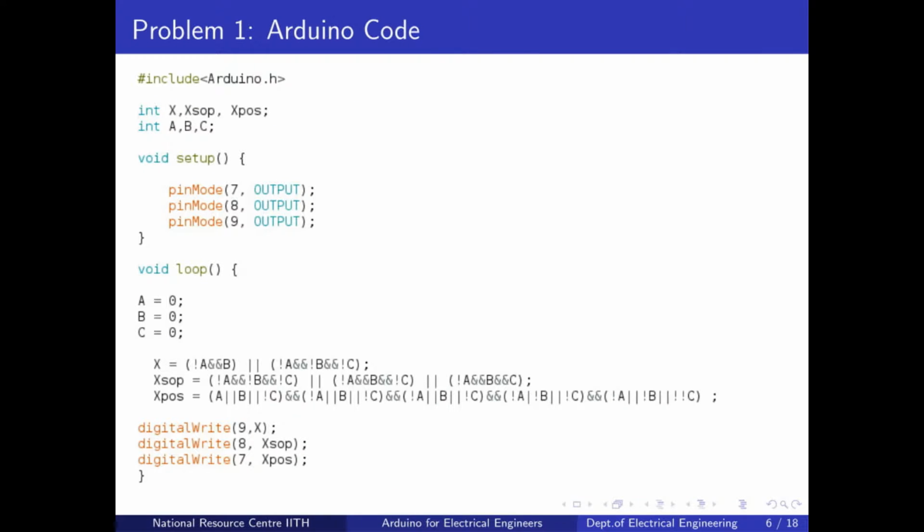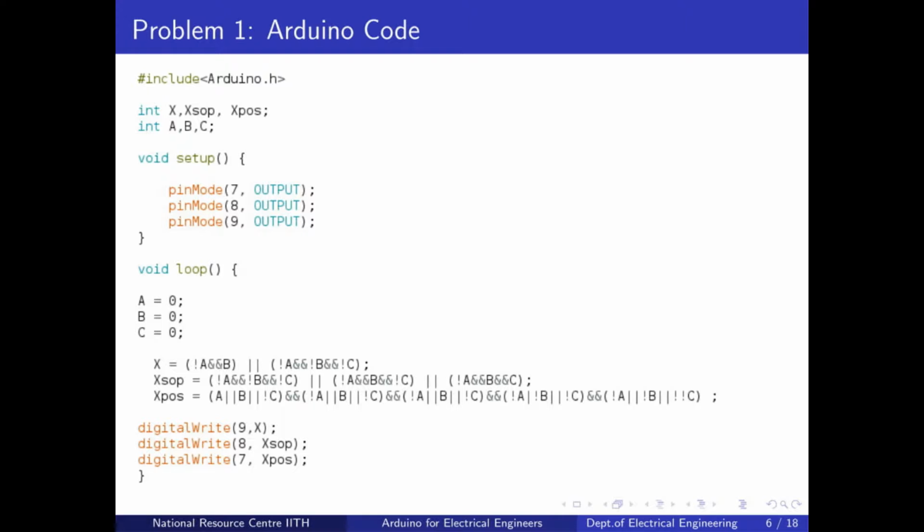Here is our Arduino code. Here X, X_SOP, X_POS are the output variables. A, B, C are the input variables. For output variables, we are assigning the pins 7, 8 and 9. So, in the void setup, we assigned 7, 8, 9 as output pins, and in void loop A, B, C are initialized by giving 0. A is equal to 0, B is equal to 0 and C is equal to 0.